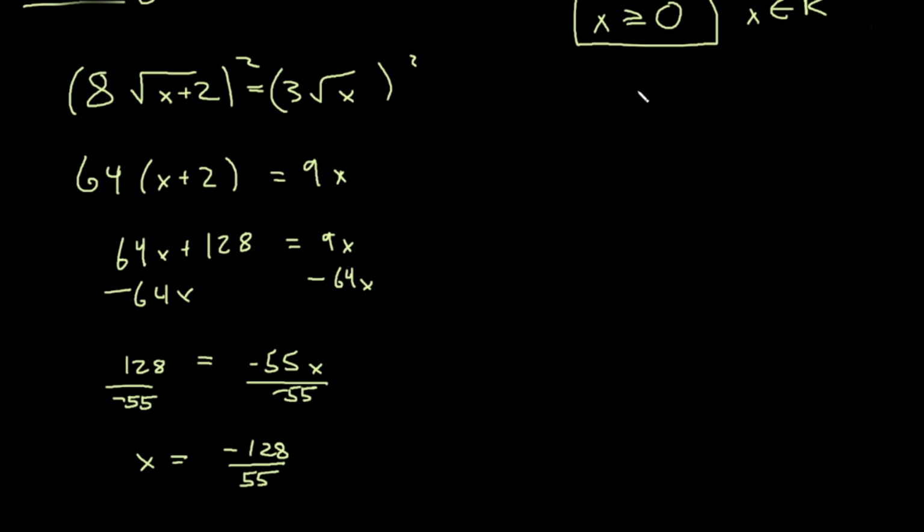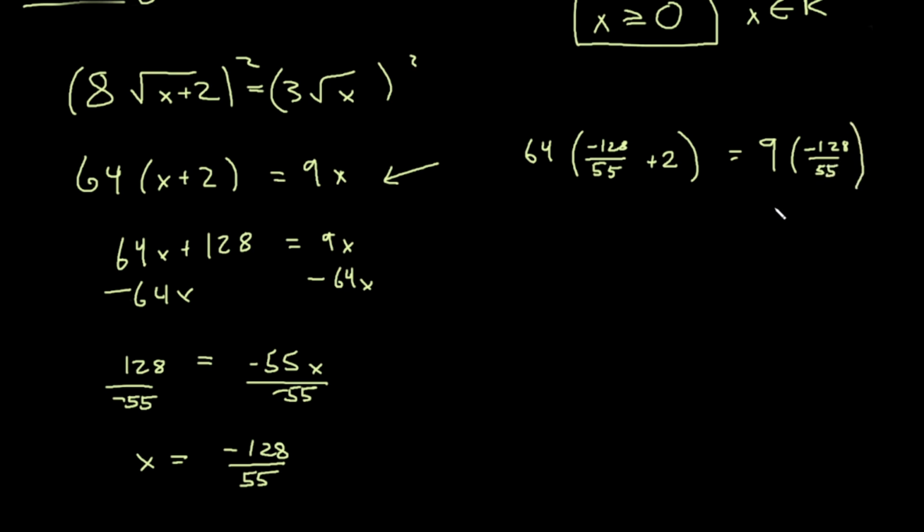However, if we know it doesn't satisfy our restriction, we know it wouldn't fit our original equation. However, if we took a look at our derived equation, if you would. So let's see, 64 times negative 128 over 55 plus 2 equals 9 times negative 128 over 55. So if we wanted to check this, we could say 64 times negative 128 divided by 55, and 9 times negative 128 divided by 55. You would find out that these, in fact, do equal each other.